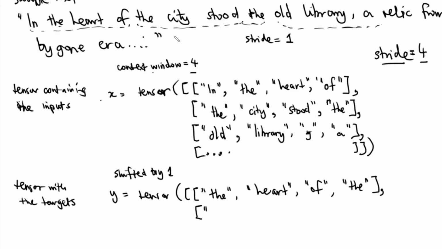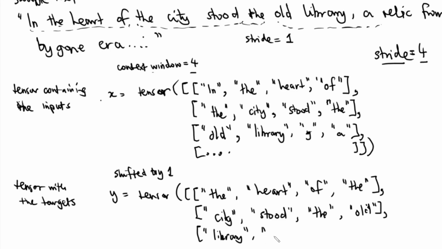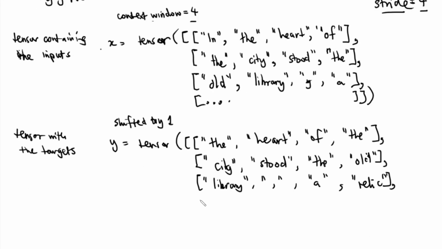Then because of stride equal to 4, it skips as well, and then it jumps to city stood the old, and then stride equal to 4 skips 4, jumps to library, comma, a relic. I hope you can see that y is really just x shifted by 1. X shifted by 1. And it continues all the way up to the last one.